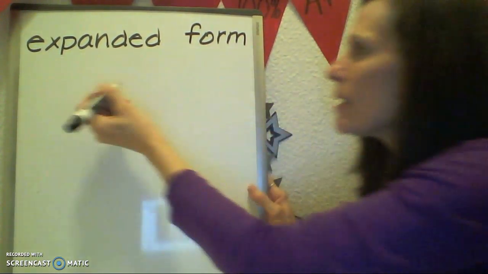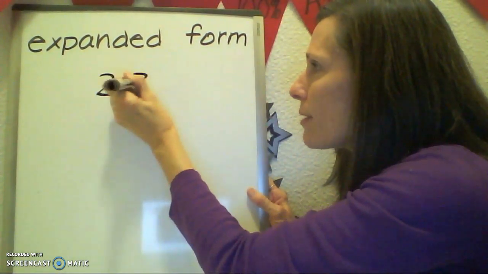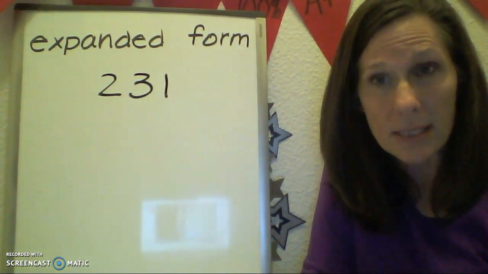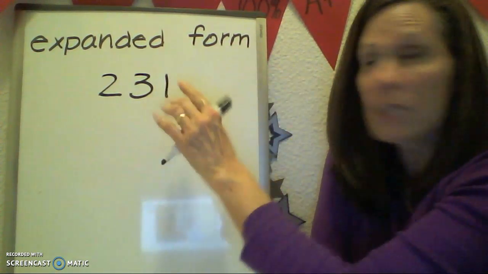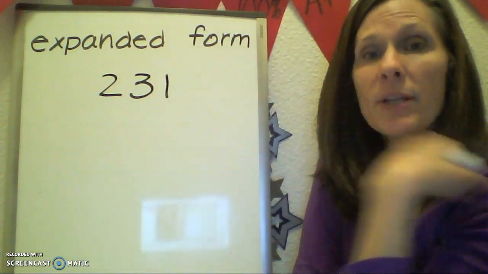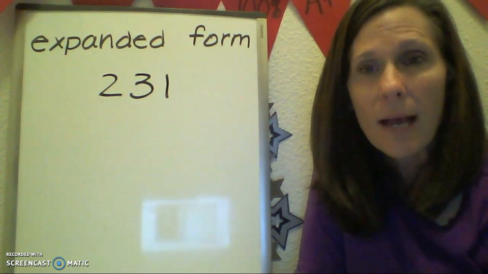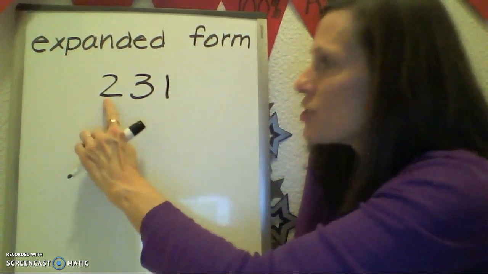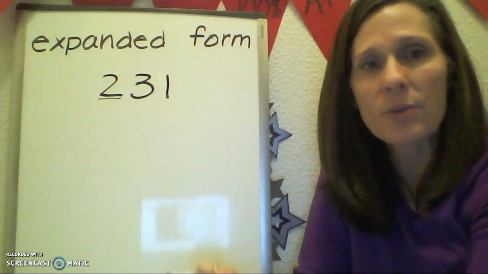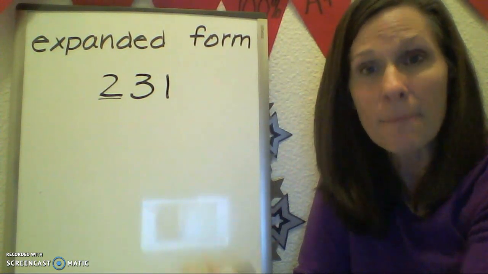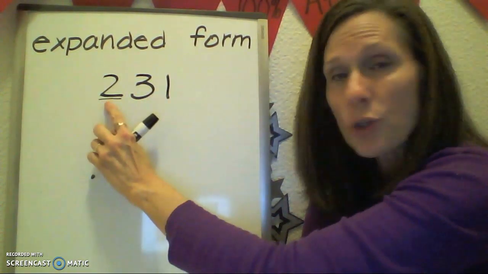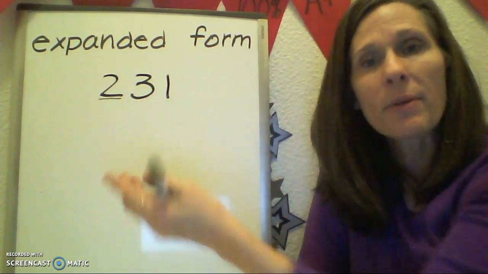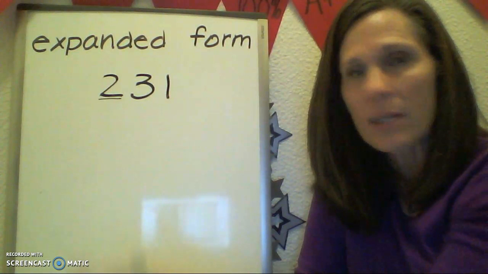All right, so I'm going to take the number 231. Remember, expanded form is going to be a plus equation. So we know we're going to turn this number into a plus equation, and we know that we're going to show the value of each digit in this number. So the first digit is the number 2, and I know that that is in the hundreds place. When I say this number, I say 231. So I'm going to write it just the way I say it.